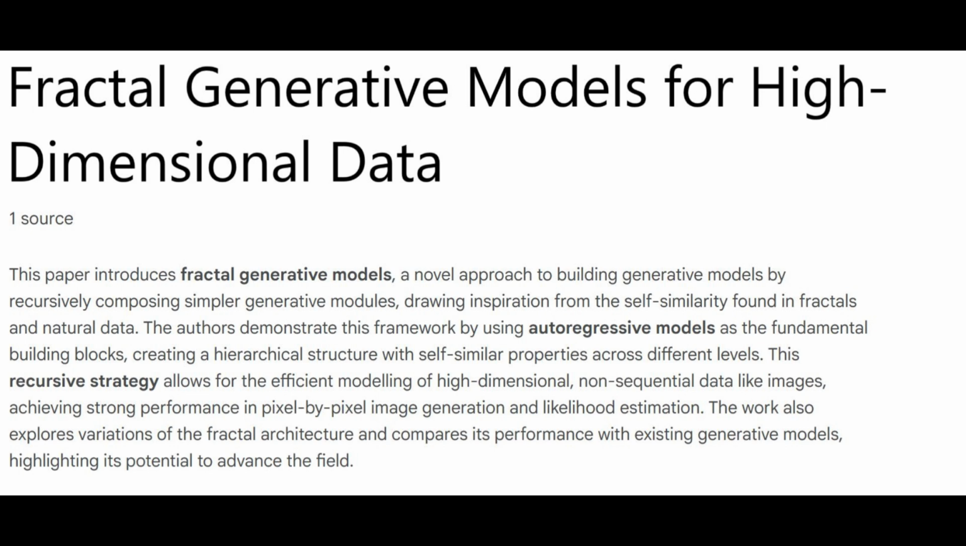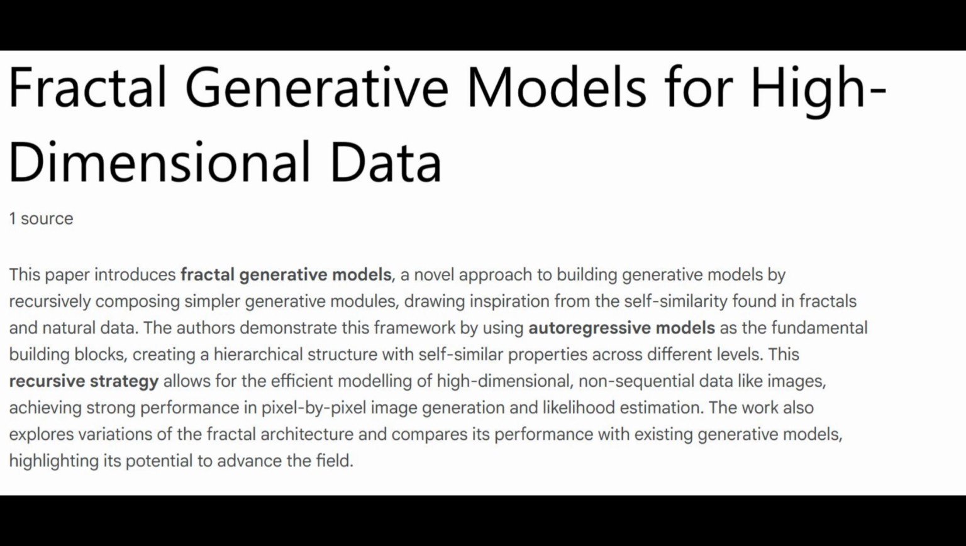So we're talking about more than just making pretty pictures. Right, yeah. We're talking about potentially unlocking new secrets about nature and even ourselves. It's pretty mind-blowing stuff. Okay, I'm hooked. Before we get into all that, let's take a quick break. We'll be right back to continue exploring the incredible world of fractal generative models.